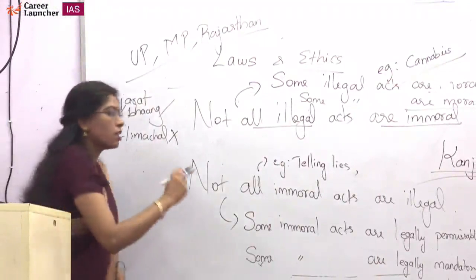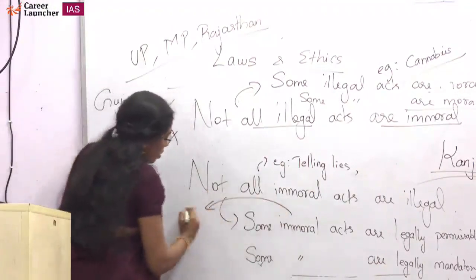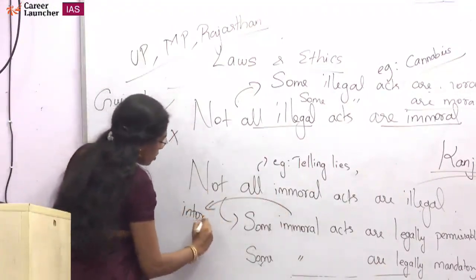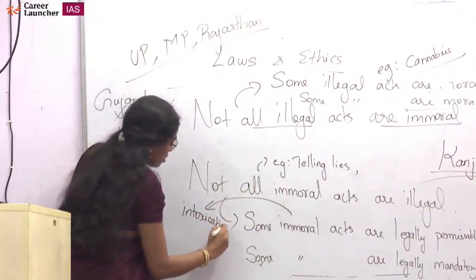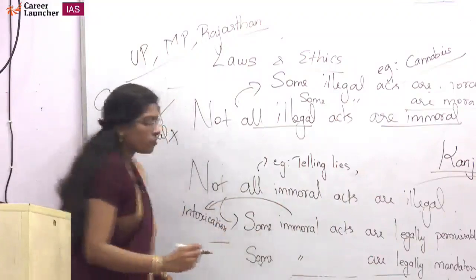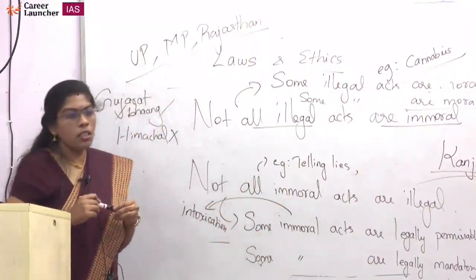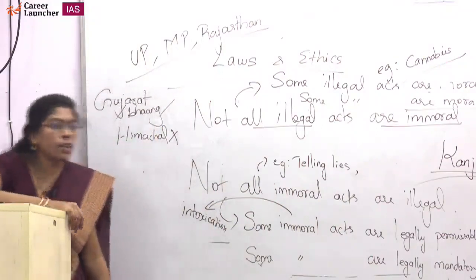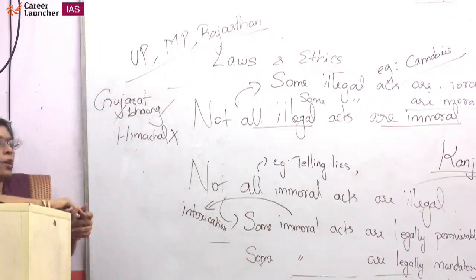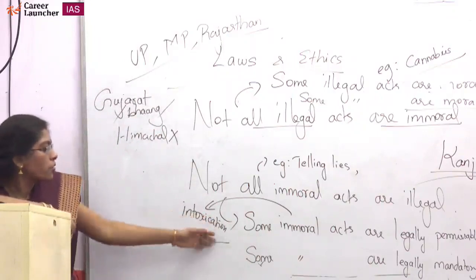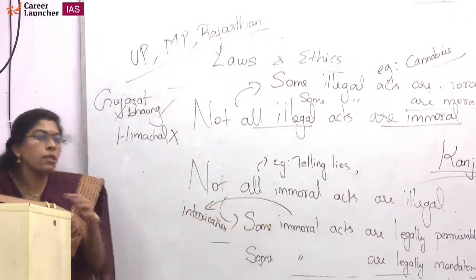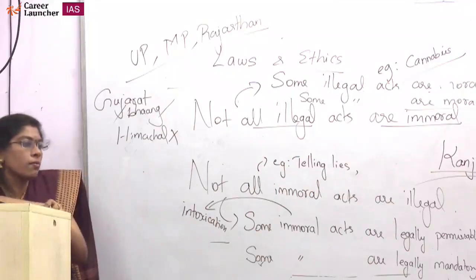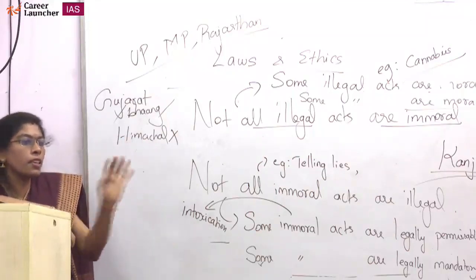Intoxication. Okay, intoxication. What is intoxication? Drink, na? Inebriated state. Drinking. It's an immoral act only. It's not moral. You should not do it. So, this immoral act is legally permissible, which means the government is running what? Liquor shops. Liquor shops are opened here and there by the government.